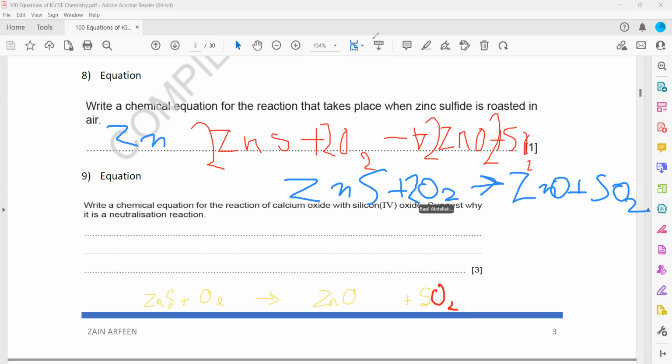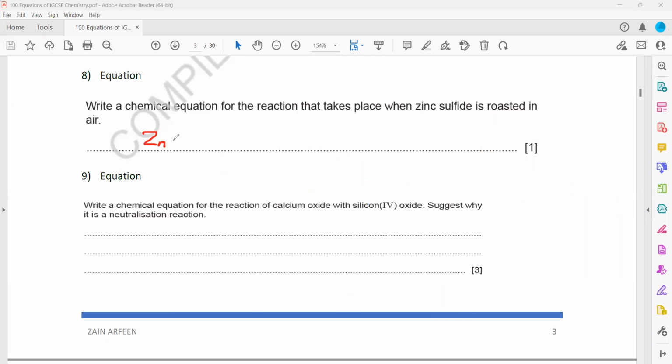So what's the use of writing 2 with all of them? Look at the equation, just a minute. You will balance, I will write neatly. So zinc sulfide is there and it is roasted in air. As a result, it will form zinc oxide plus sulfur dioxide. That is the equation. Now the balancing part.